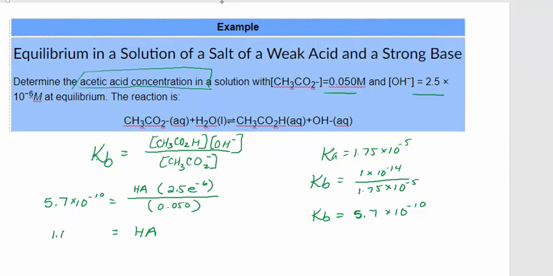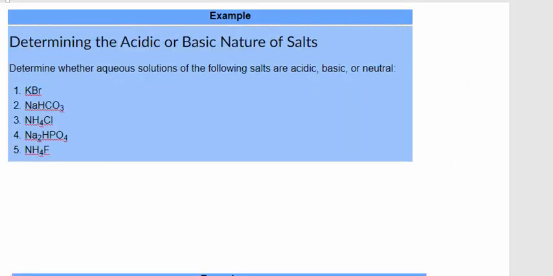Now, when we're given a salt, we need to determine whether an aqueous solution is going to be acidic, basic, or neutral. If the ions are from strong acids and strong bases, then it's going to be a neutral solution. If the ion is from a weak base, we're going to end up with an acidic solution. If our ion is from a weak acid, we'll end up with a basic solution.